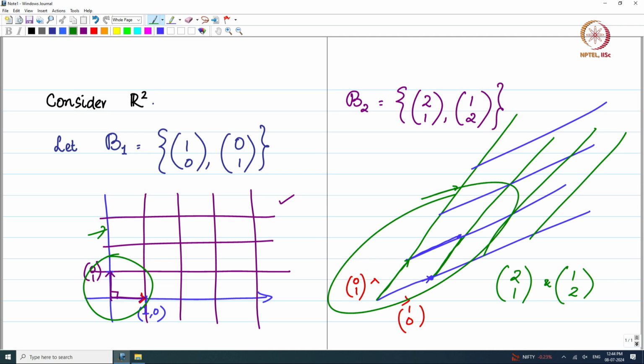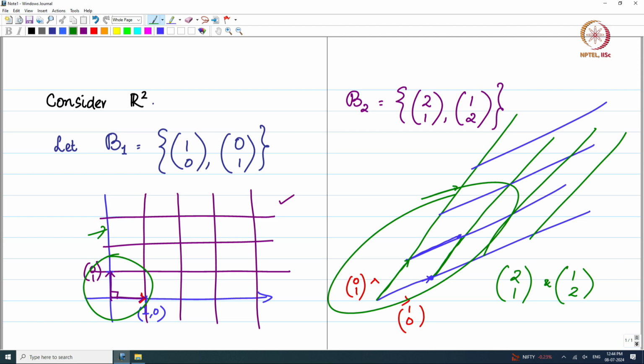So, the new basis is, as we said, basically another coordinate system that you are going to use to look at the data. If you look at the B1 basis that we have here, everything seems to be fine because the basis vectors are orthogonal to each other and of unit length, whereas here you see it is (2, 1) and (1, 2), which are not orthogonal and also not of unit length. So, the graph is going to look something like this.